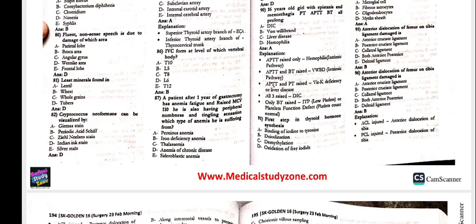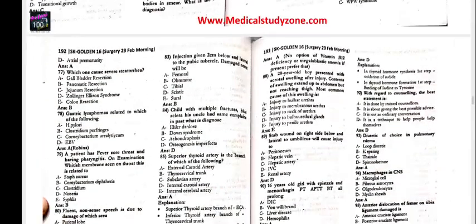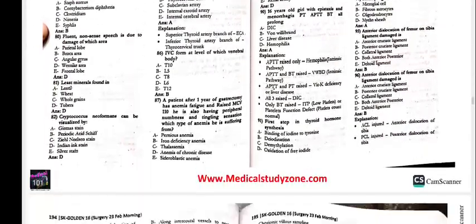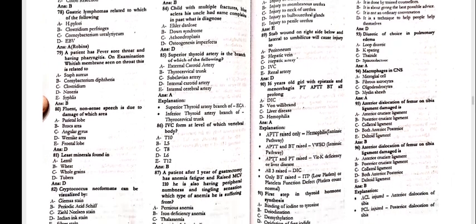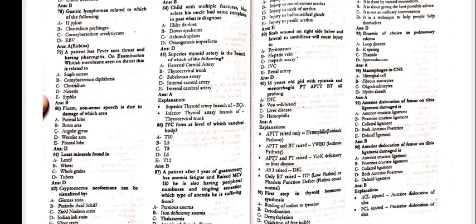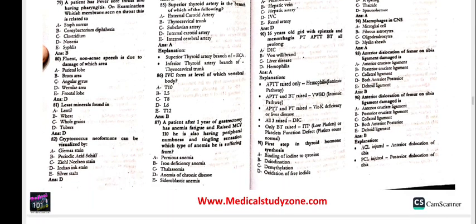91, first step in thyroid hormone synthesis is the oxidation of free iodine. 92, with regard to counseling, the best statement is it is a technique to help people help themselves. 93, the diuretic of choice in pulmonary edema, that is the loop diuretic. 94, macrophages in the CNS, microglial cells.